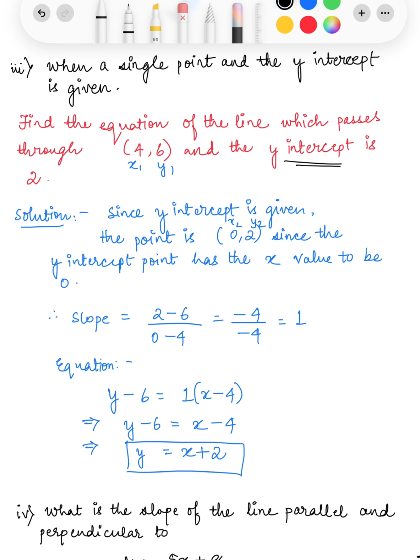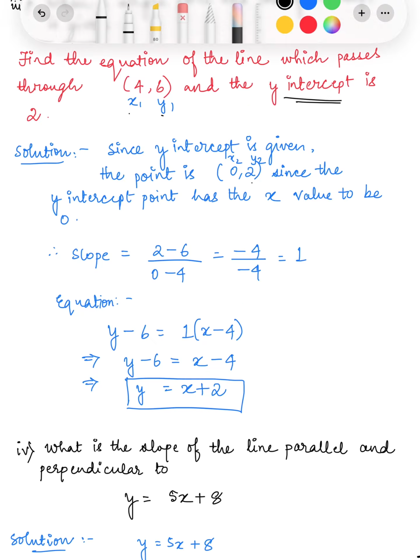So basically this becomes similar to the first type of question when 2 points are given. So the points are 4, 6 and 0, 2. So I have assigned x1, y1 to 4, 6 and x2, y2 to 0, 2. So we can find the slope similarly, it will be 1. And similarly the equation of the line is y equal to mx plus c or y minus y1 equal to m into x minus x1. So I have put it over here and we get that y minus 6 equal to 1 into x minus 4. So we get the same thing, that is y equal to mx plus c.